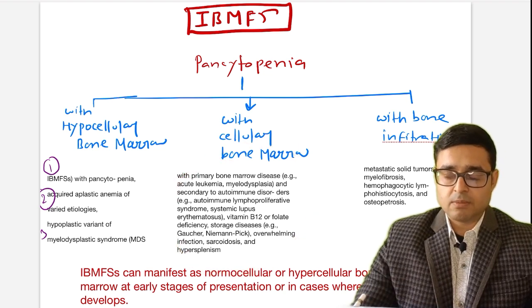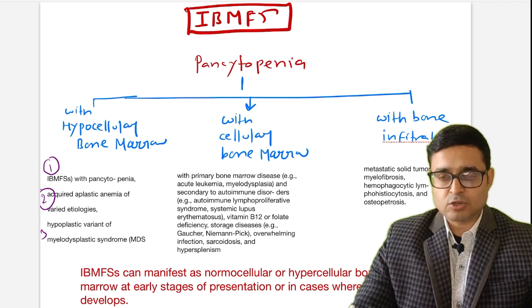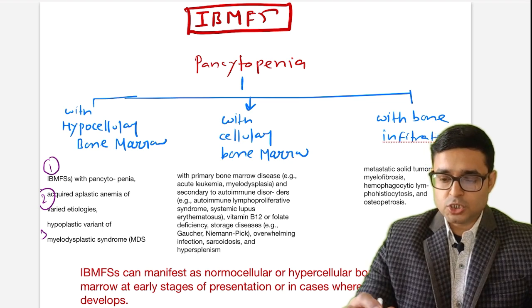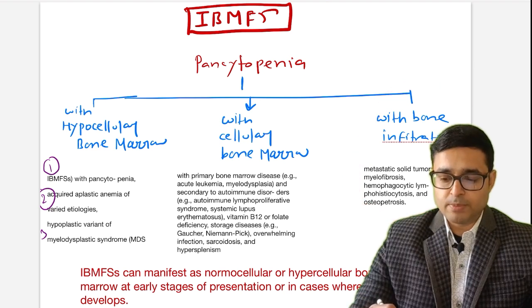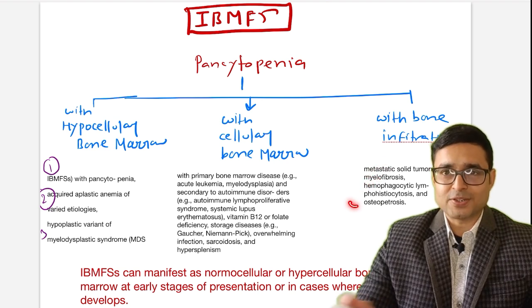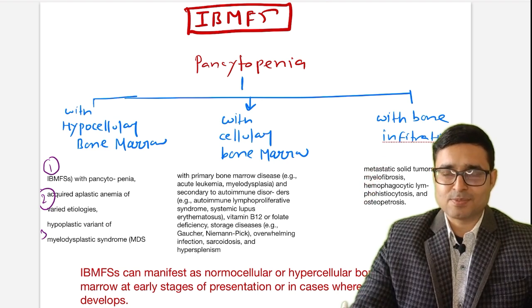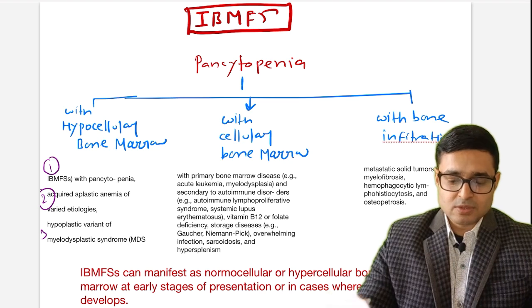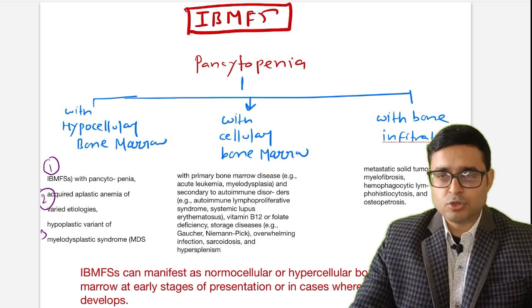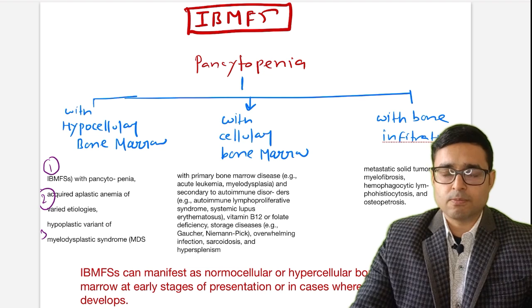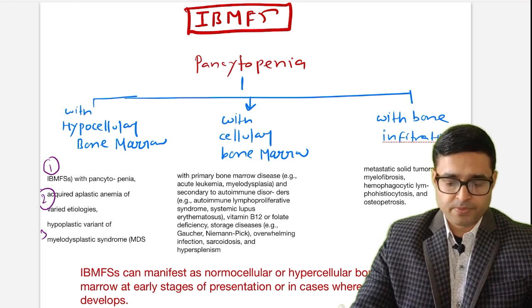Okay, you did a bone marrow in a pancytopenia patient, and the bone marrow shows infiltration. So it can be due to metastatic solid tumors, myelofibrosis, HLH, and osteopetrosis. Osteopetrosis has been asked previously also. So this is very important: pancytopenia, how you will approach on the basis of bone marrow.